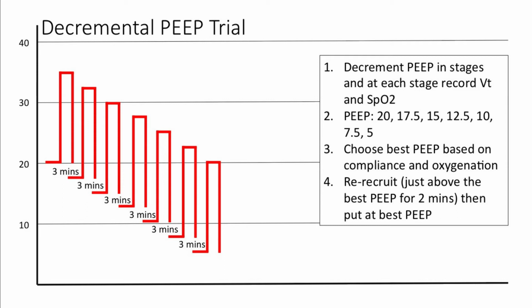So it's the decremental PEEP trial. You start off with your PEEP at 20, like I discussed, you still have your delta P of 15, and you come down, you have to be patient here, because you're going to wait 3 minutes at each PEEP level, and you bring it down in little stages, and at the end of your 3 minutes, you write down the patient's SATs and you write down their tidal volume. Because your delta P is constant, your tidal volume represents their compliance. So for the same pressure, you get a different lung volume. And at the end, I'll show you on the next slide, you get a little chart that you've drawn out, and you can work out the best PEEP, and then you re-recruit, so you pop the PEEP back up above that for a couple of minutes, and then you just put it on the best PEEP.